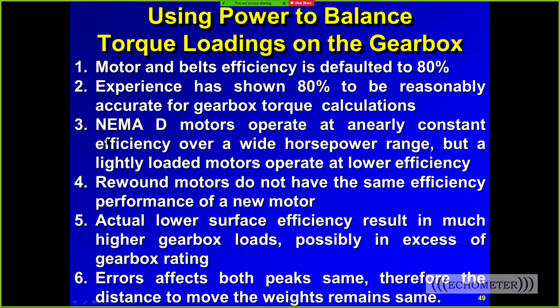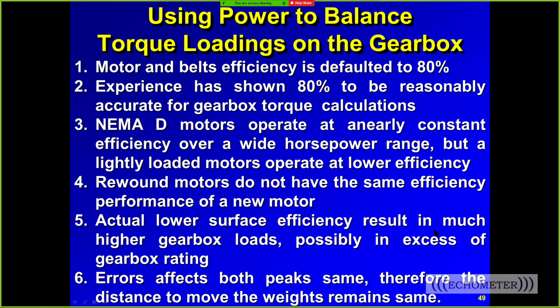So motor power is pretty simple. 80% is a good efficiency when your peak loads occur on the upstroke and downstroke torque loads. The NEMA D motor is generally efficient over a wide range, and so 80% is a good number for a NEMA D motor. Some motors may have a different efficiency, like a NEMA B motor or ones that have been rewound, but they'd probably be close.